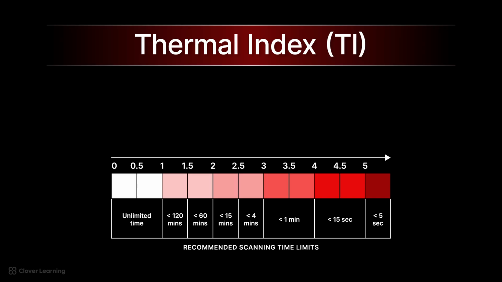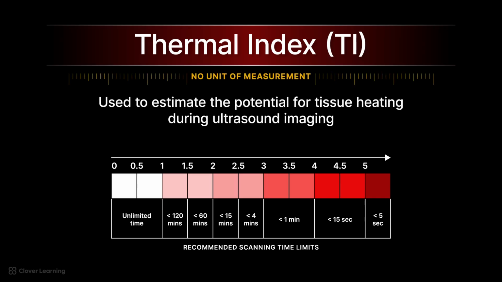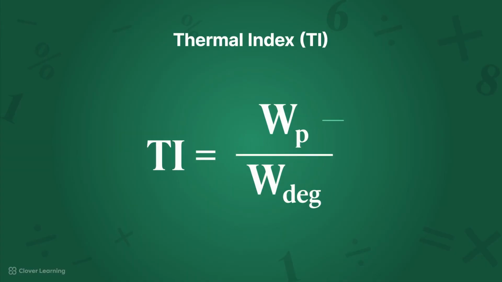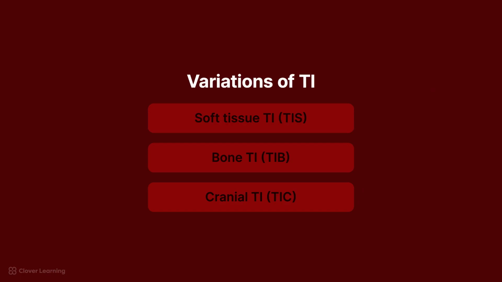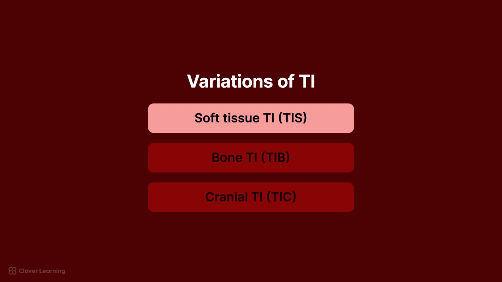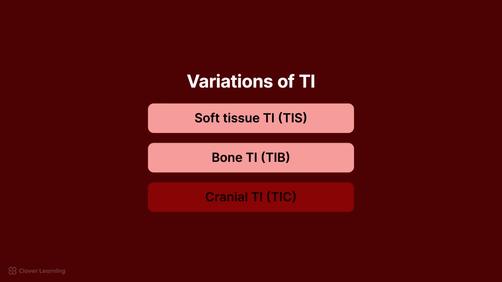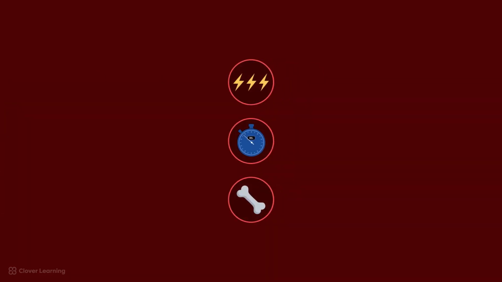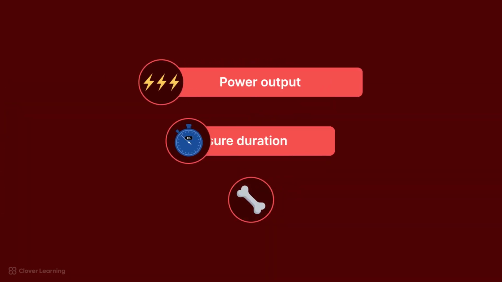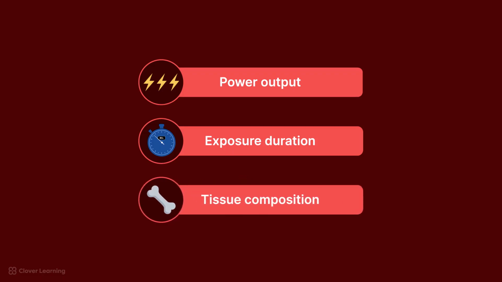The thermal index, or TI, is a unitless measurement used to estimate the potential for tissue heating during ultrasound imaging. It represents the ratio of the acoustic power used to the power required to raise tissue temperature by 1 degree Celsius. There are 3 variations of TI, each relevant to different anatomical considerations: soft tissue TI, TIS, bone TI, TIB, and cranial TI, TIC. The TI value is influenced by power output, exposure duration, and tissue composition.